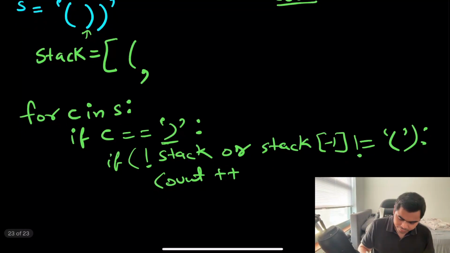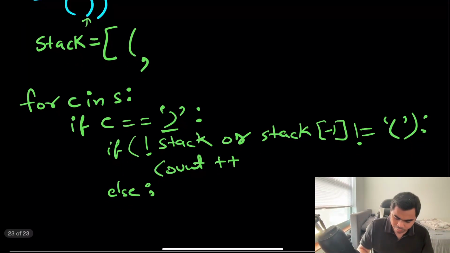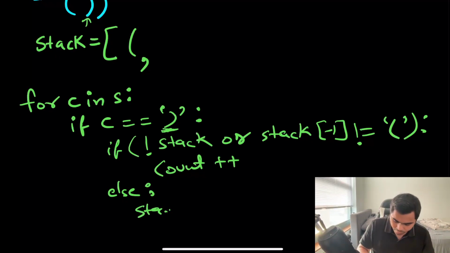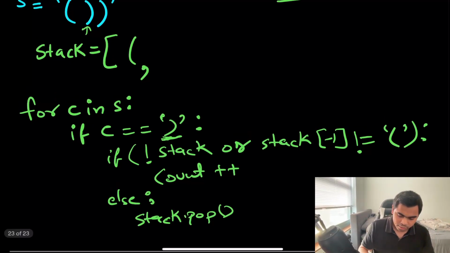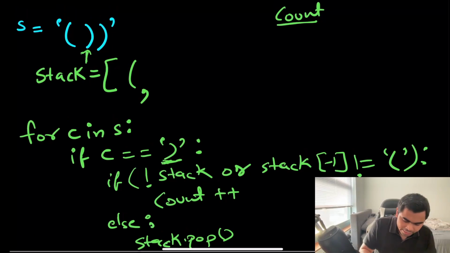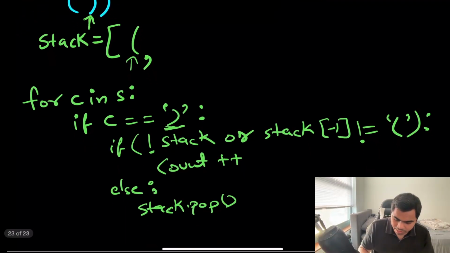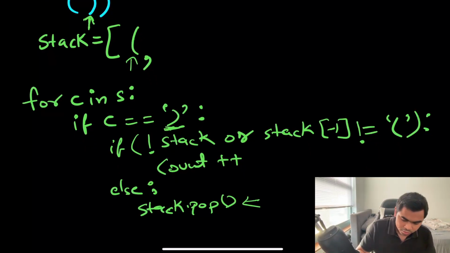Then otherwise, the else case would be here, where you are seeing a matching case: the stack exists and the top also matches this closing bracket with an opening one. So you'll just do stack.pop, right? You're popping immediately whatever was here. When we were right here, I see the top of the stack has an opening bracket, so that means I'm right here and I'm popping this out. So I'll pop this out.